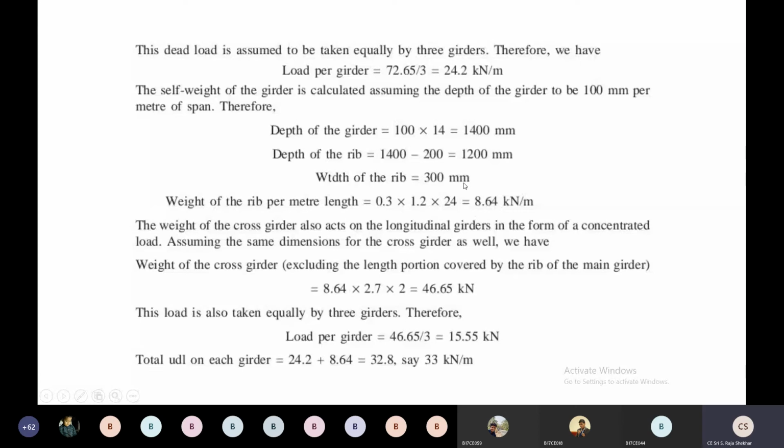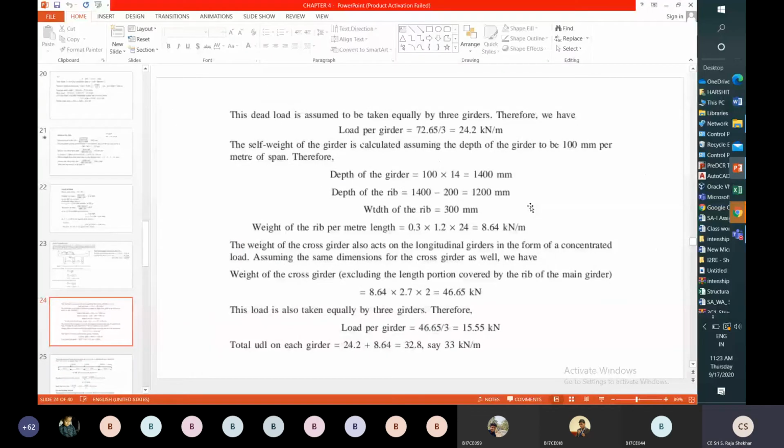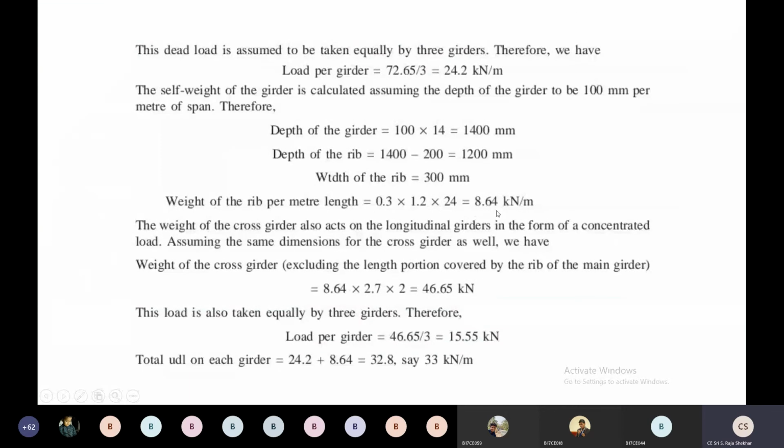Now I want to calculate self weight per meter length of girder. So self weight per meter length of girder is equal to width of girder into depth of girder into unit weight. You are going to get 8.64 kilonewton per meter as the self weight of the longitudinal girder.